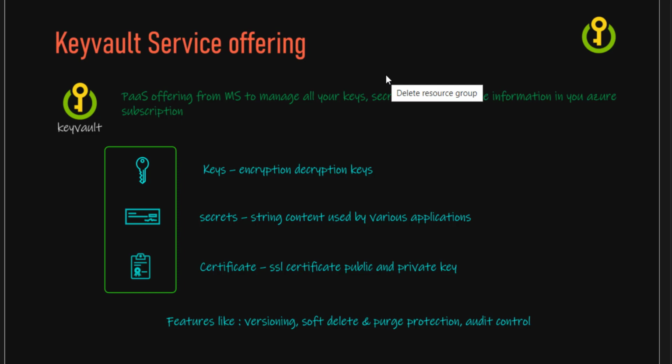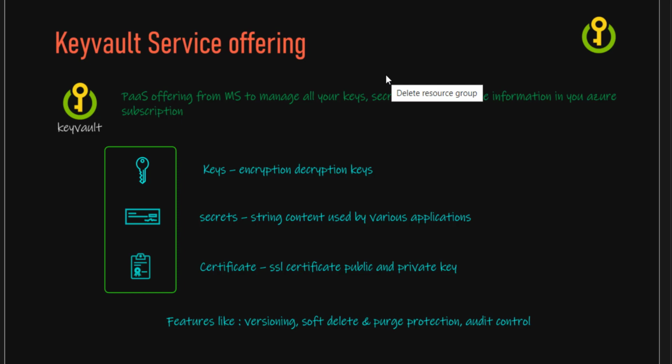Apart from this, Keyvault also offers features like versioning. When you store or create secrets like key, secret, certificate, each and every specific instance of these records gets its own version. So you have full history of each and every record with the specific version. We'll look into the details of how the version looks in the Azure portal.